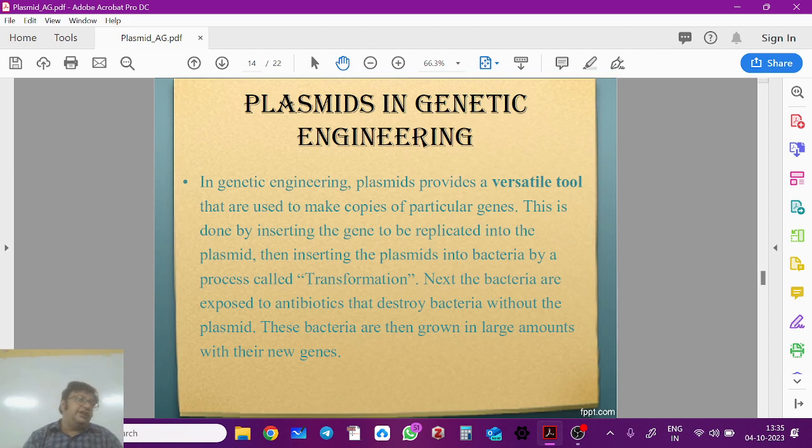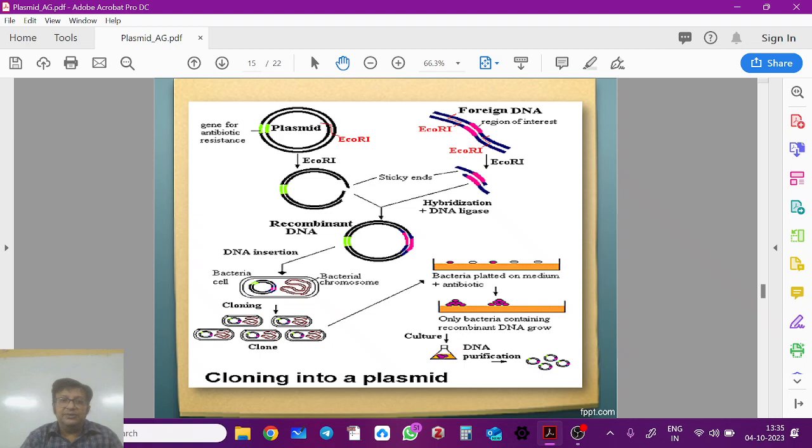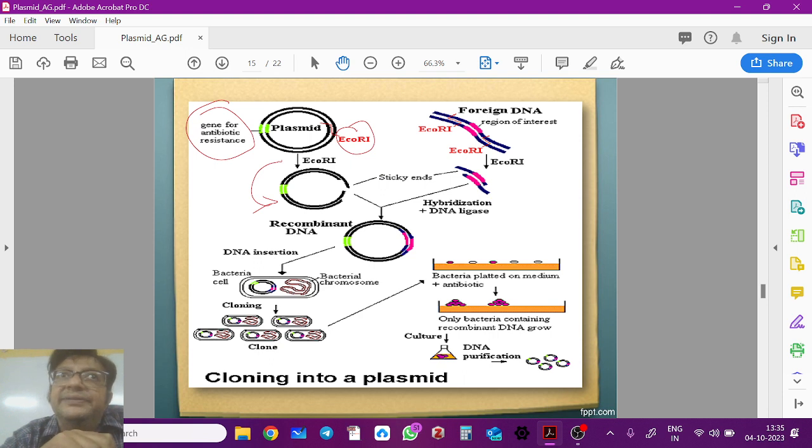So plasmids, as you know, are used in genetic engineering. You transform them into bacteria. Next slide. So what they are doing, the green part is the gene for antibiotic resistance in the plasmid. There is an EcoR1 site. You digest it with EcoR1. You can see it going downward, EcoR1 digested. So you have EcoR1 sticky ends. The ends are EcoR1 cut sticky.